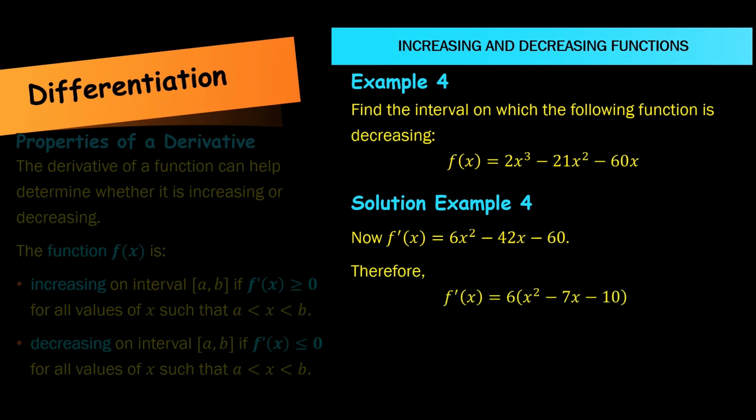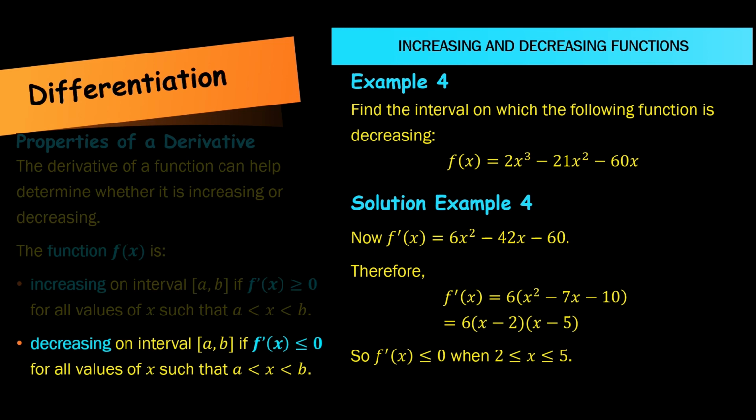So if we factorize, we obtain f'(x) is 6 times this quadratic shown. And when we factorize further, we obtain that f'(x) = 6(x - 2)(x - 5). So f'(x) is less than or equal to 0 when 2 ≤ x ≤ 5.